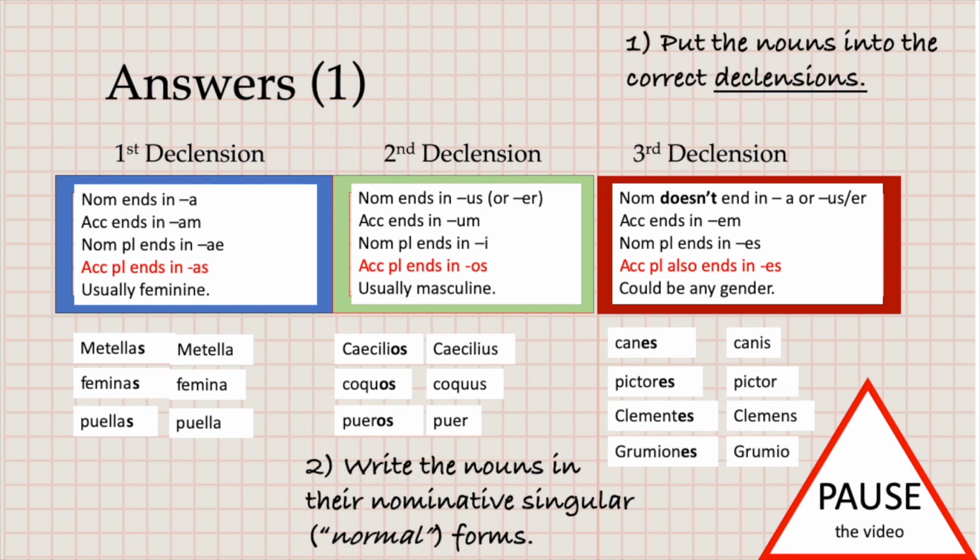Did you get the nominative of pueros right? And did you get canes, pictores, clementes, and grumiones correct? Massive well done if you got all of those nouns in the right declensions and with their proper nominative singular forms as well.